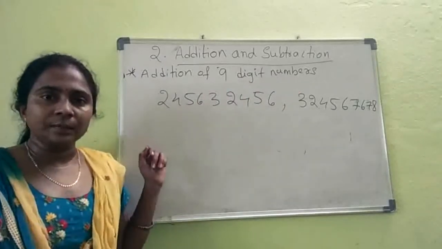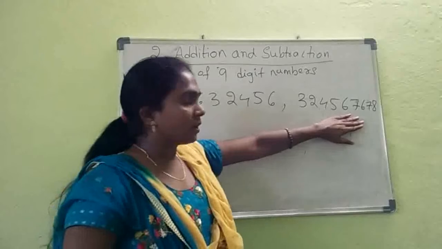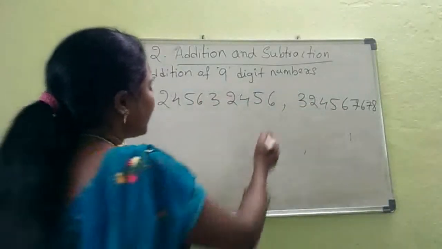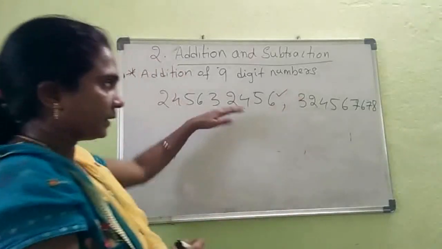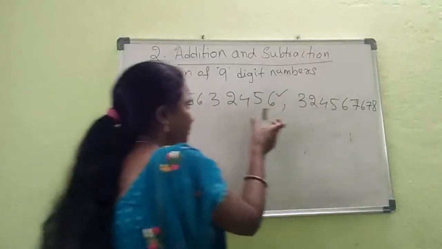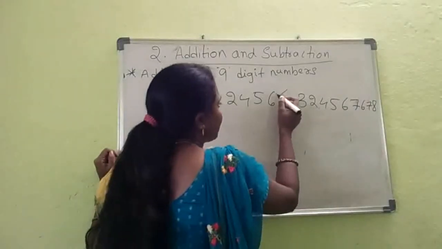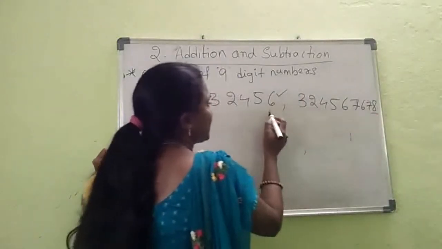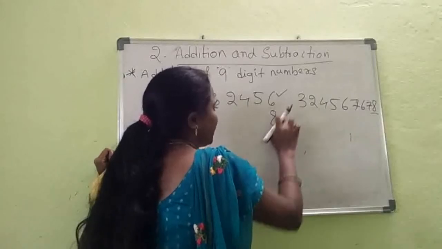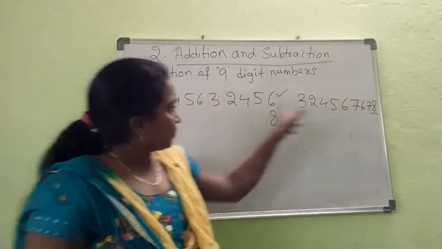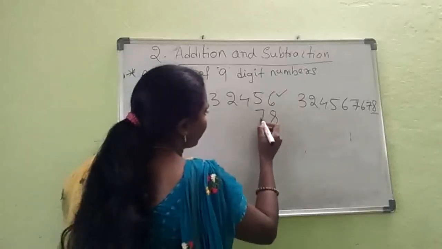What is the first step? That is, you have to place one number below the other number, right? So first number I fix here, that means I write it. Next, one more number I should write below this number, right? Now, ones place here is 6, here ones place is 8. That means 8 should be below the 6. Next, 7 should be below the 5.